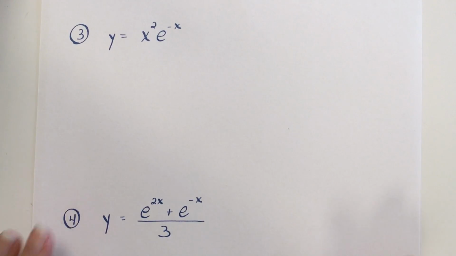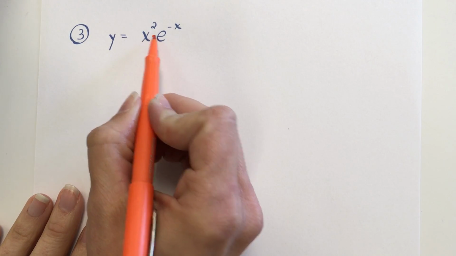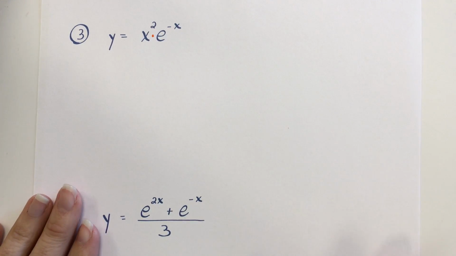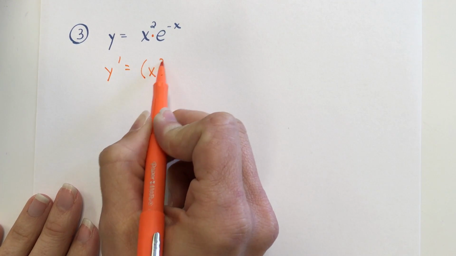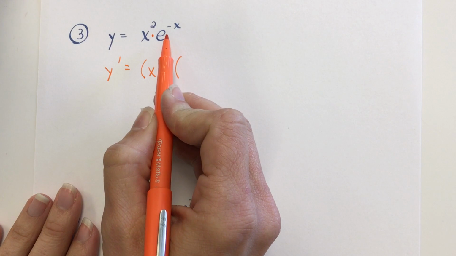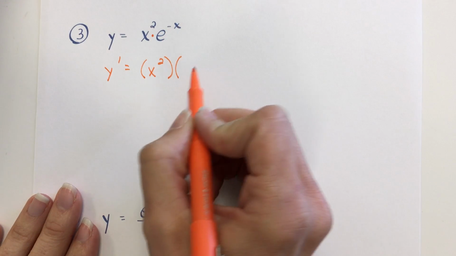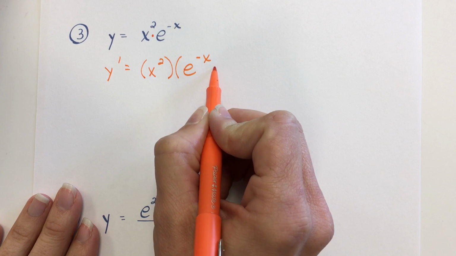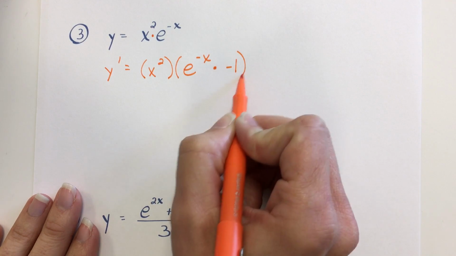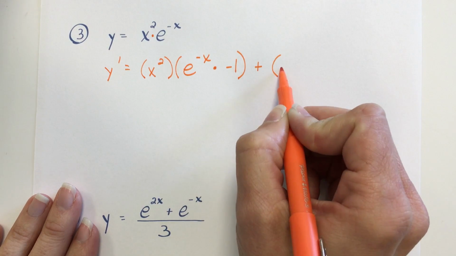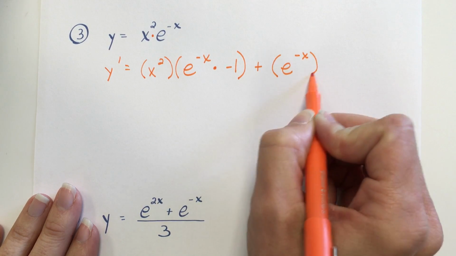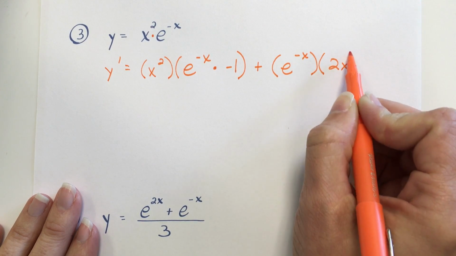Okay, next one. Now this one's going to require that you use your product rule, because you've got x squared times e to the negative x. So using your product rule, you'll have first function, derivative of second. So e to the negative x. So this is going to be e to the negative x times negative 1. That's e to the u times u prime. Plus second function times the derivative of the first function.